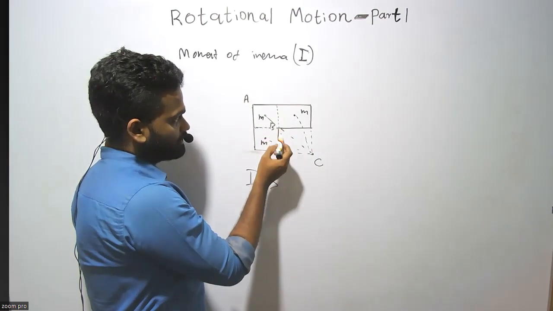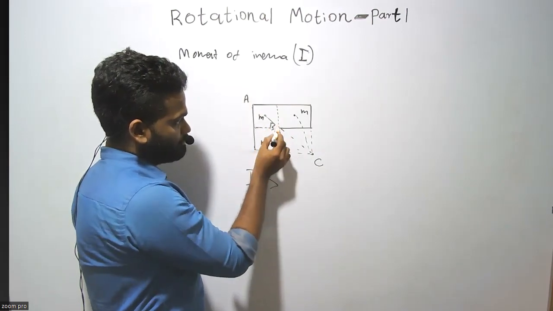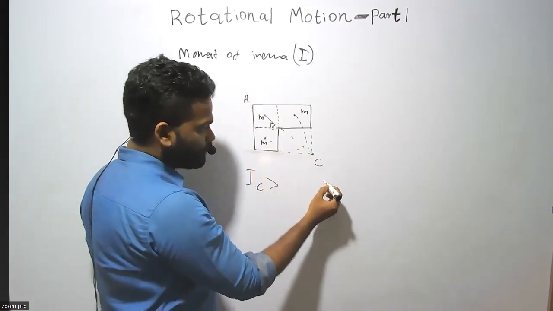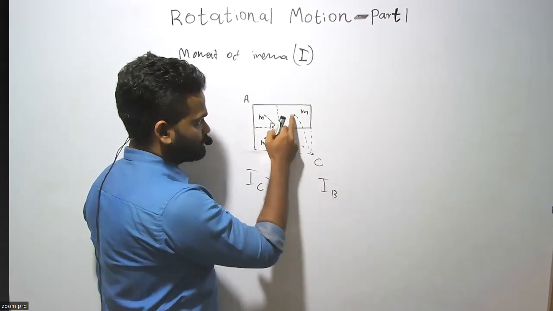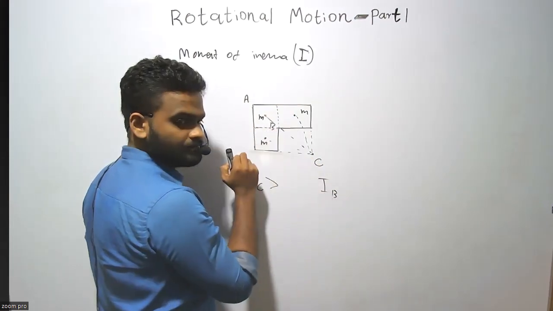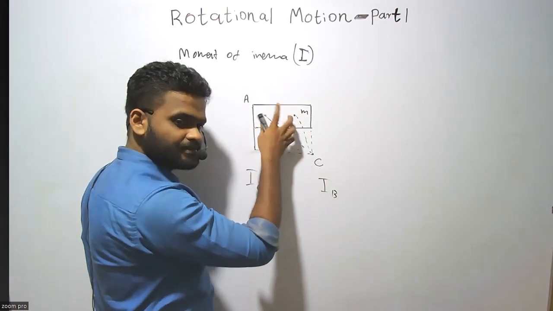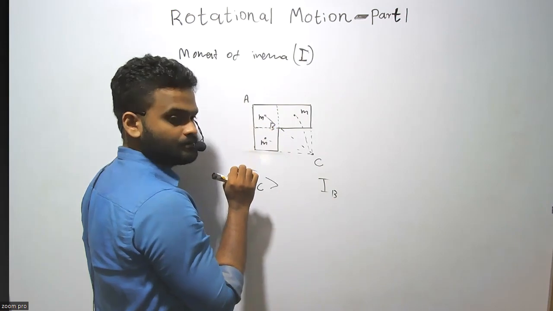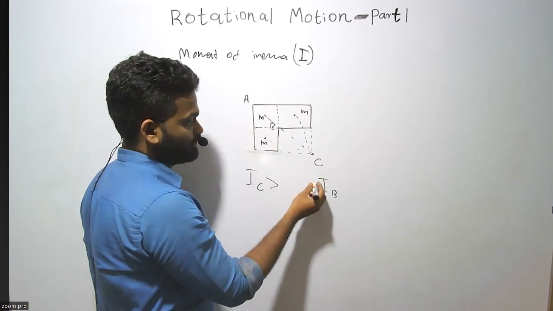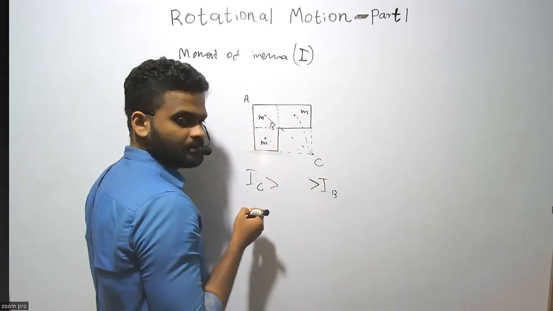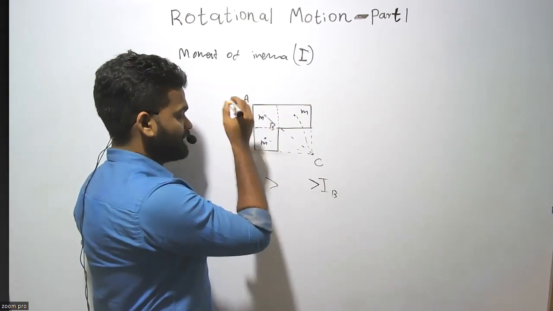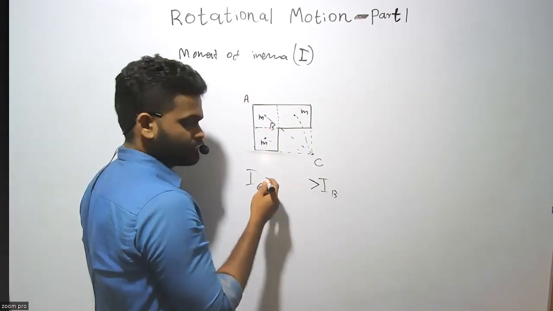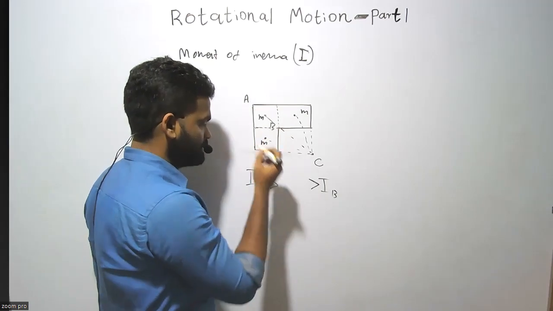Then if you think about B, that is the closest, right? So these 3 points are closest to B. When you take the average distance for each of these points, that is closest to B. So it has the least moment of inertia. Then if you think about A, it should be in between these two, right?